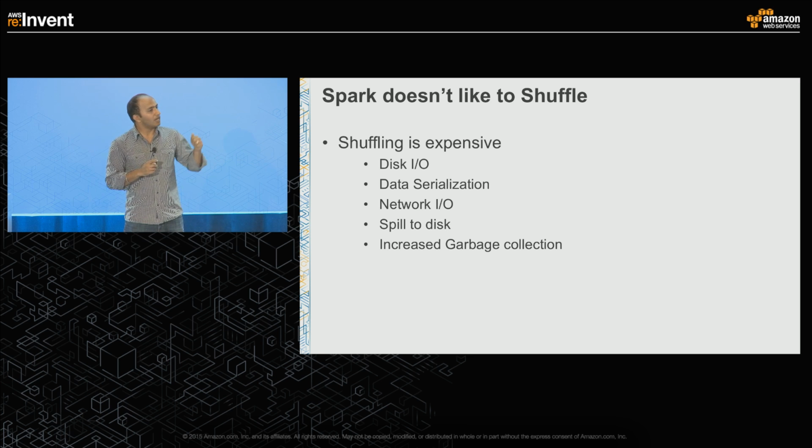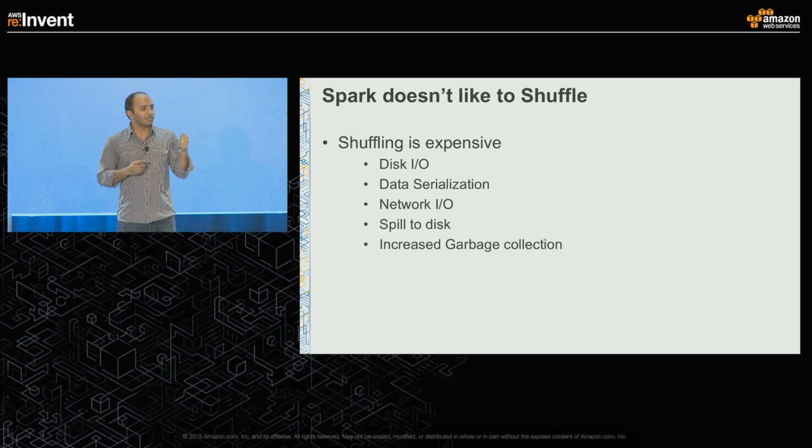One thing is Spark doesn't like to shuffle, because it's expensive. You're taking data from one machine and pushing it to another machine, and it requires a lot of disk I/O. You're spending cycles there. The time which can be used for processing is spent on disk I/O and data serialization. And more shuffle means more network I/O. Your data is moving here and there and spilling to disk. And as there's more shuffle and more operations, it increases garbage collection. And when garbage collection happens, your job sadly goes slow.